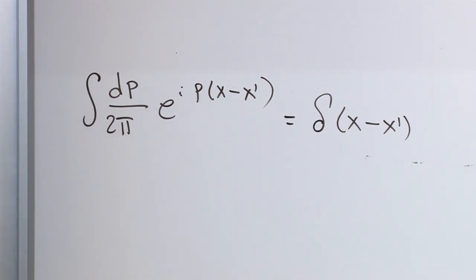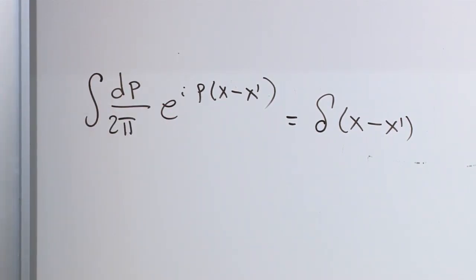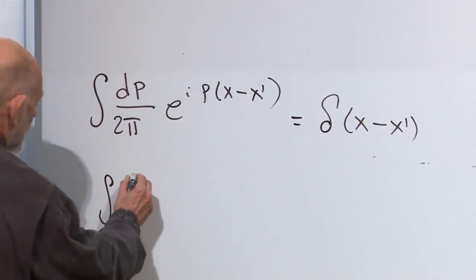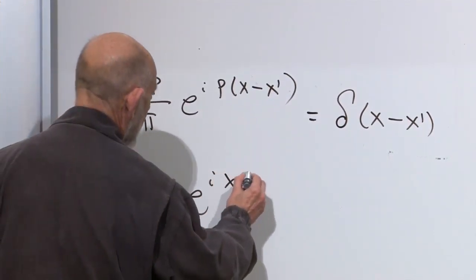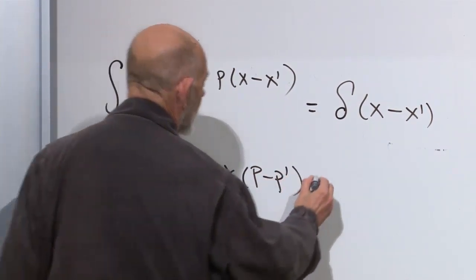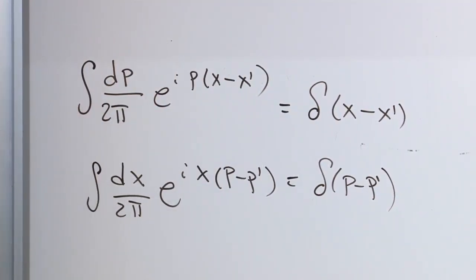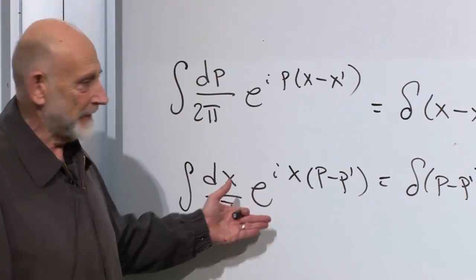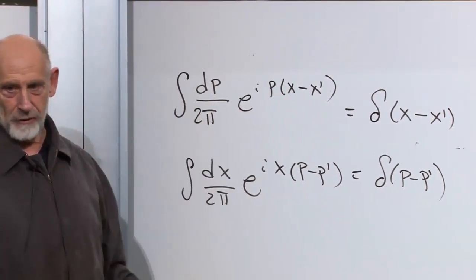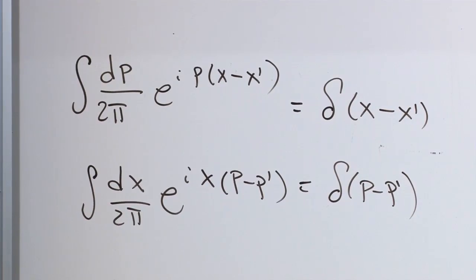We can also write this in another way. We're not writing the same thing, I'm writing a different thing. But just by interchanging x and p, I can write another equation: integral dx over 2 pi e to the i x (p minus p prime) equals delta of p minus p prime. These two are identical. I've just changed the name of x to p and p to x. If this equation is true, this equation is true, because they're exactly the same equation except that I've interchanged the name x with p and p with x.